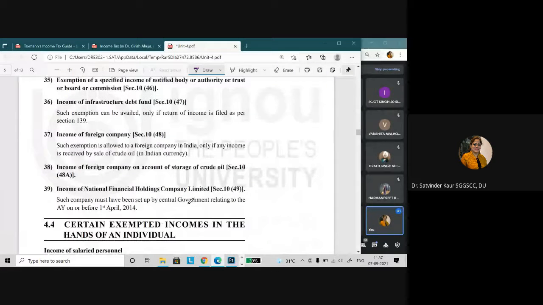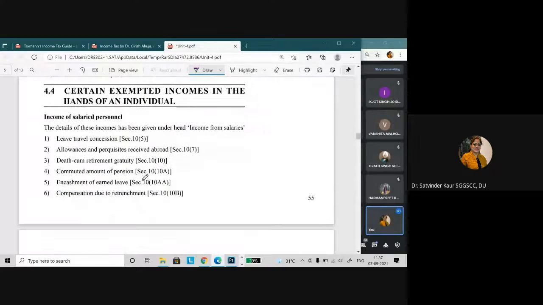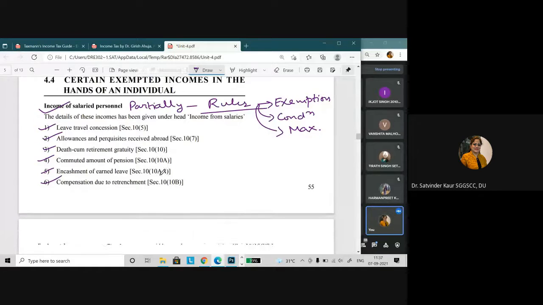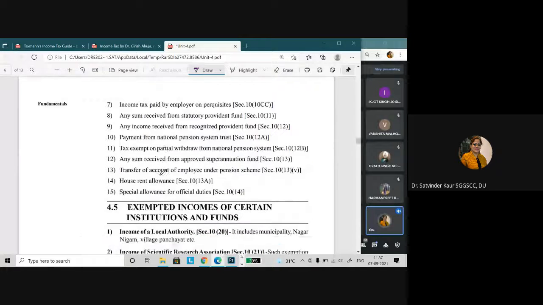Let me go to the other book. Yeah, these are the incomes which are exempted in the hands of the individual. So these we are going to discuss at a later stage. सारी जो details हैं, these are partially exempt, and the rules are given under the head salaries. So we have to find out the rules, and we have to calculate the exemption amounts in each category, which are the conditions when it is satisfied, how much maximum exemption we can claim. All these details we are going to discuss under the head salary.